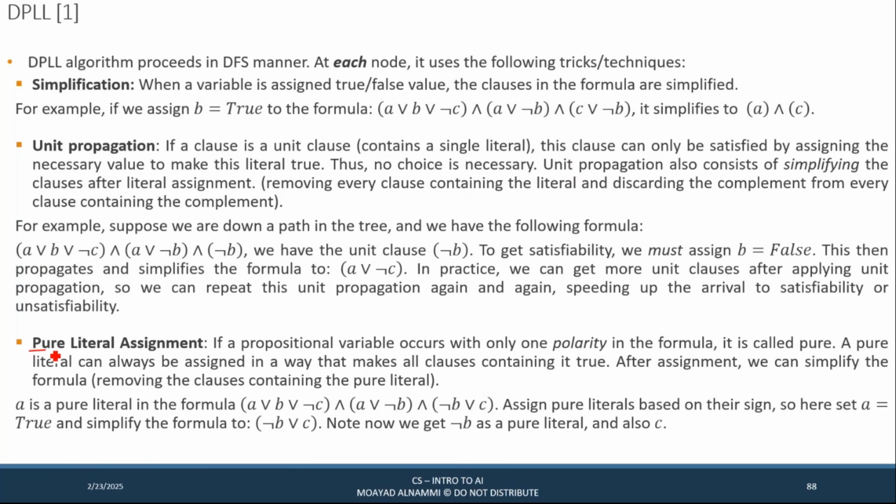Finally, there's one more trick, which is pure literal assignment. If a propositional variable occurs with only one polarity in the formula, it is called a pure literal. By polarity, we mean the sign, negation or positive. So not P would be a negative literal, and just P would be a positive literal. If you have a propositional variable that occurs with the same polarity, then it is called pure. A pure literal can always be assigned a way that makes all the clauses containing it true. After assignment, we can simplify the formula even more.